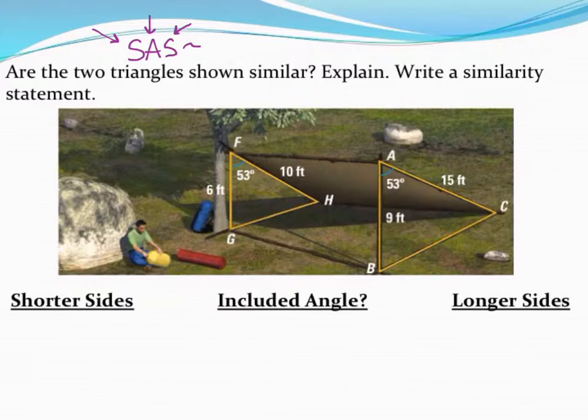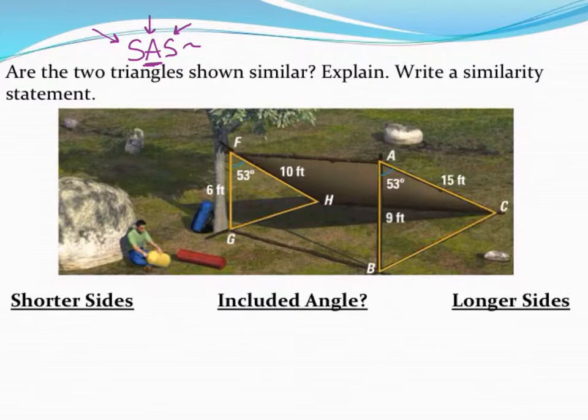And as we did with congruent triangles, because that A is sandwiched in between the two sides, I have to make sure that I'm looking at the included angle. And so we're going to show that two sides have the same ratio and the angle in between them is congruent in order to prove that two triangles are similar.